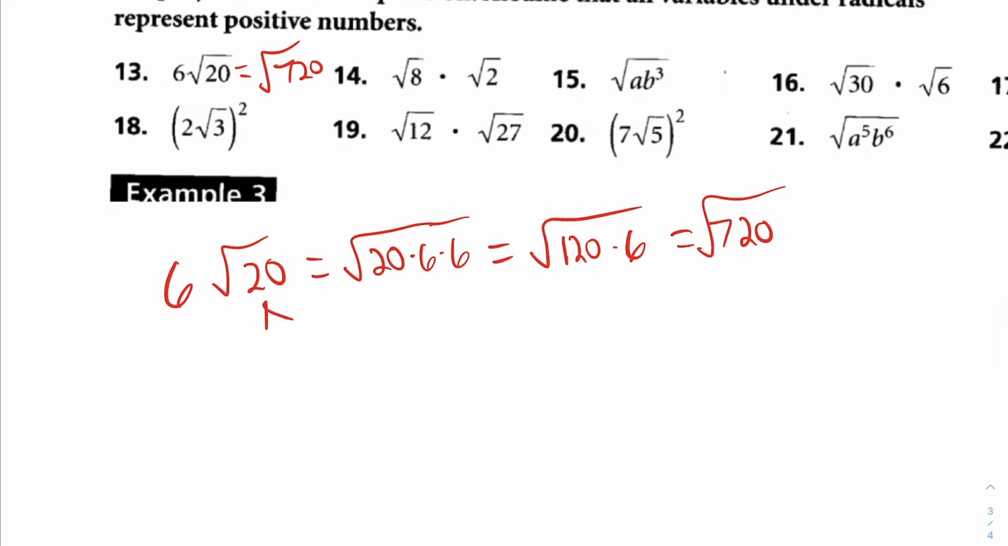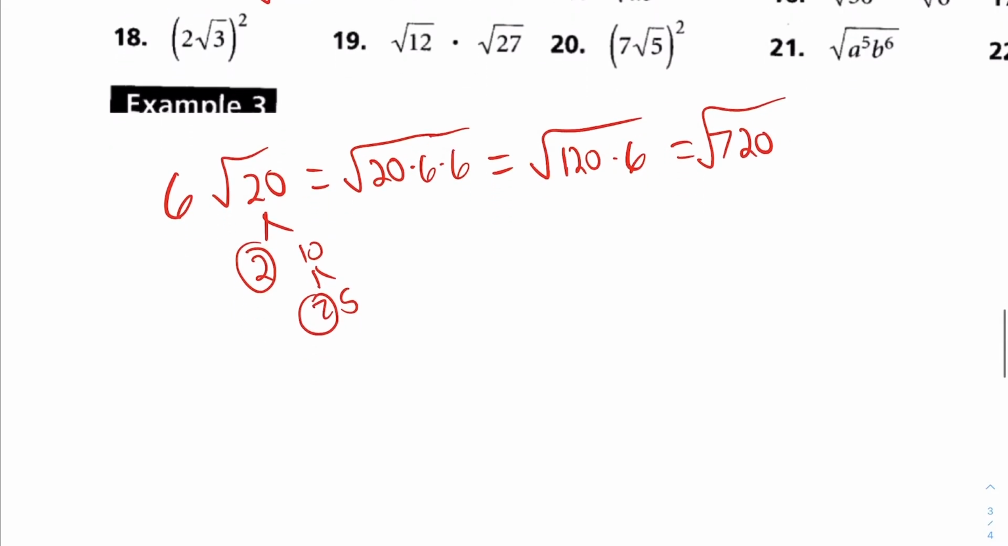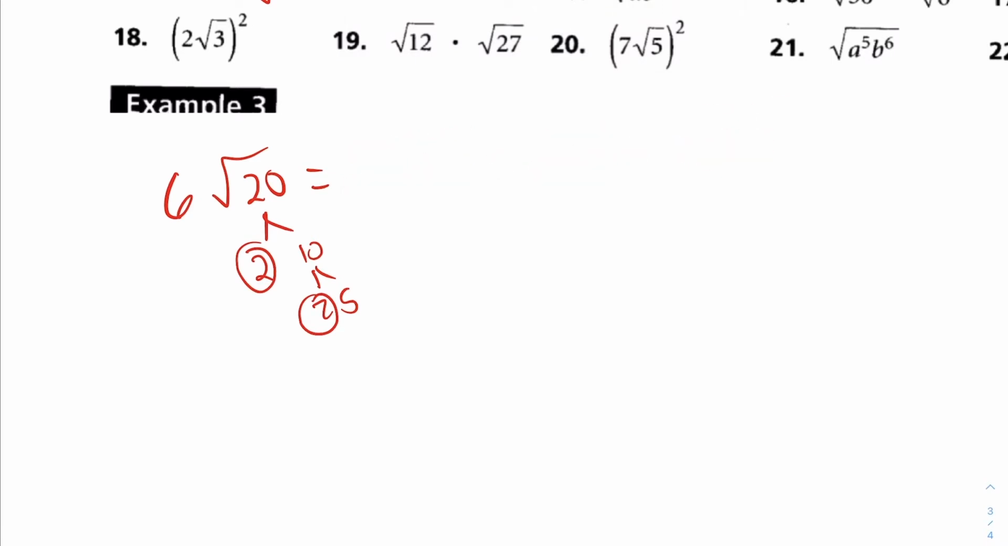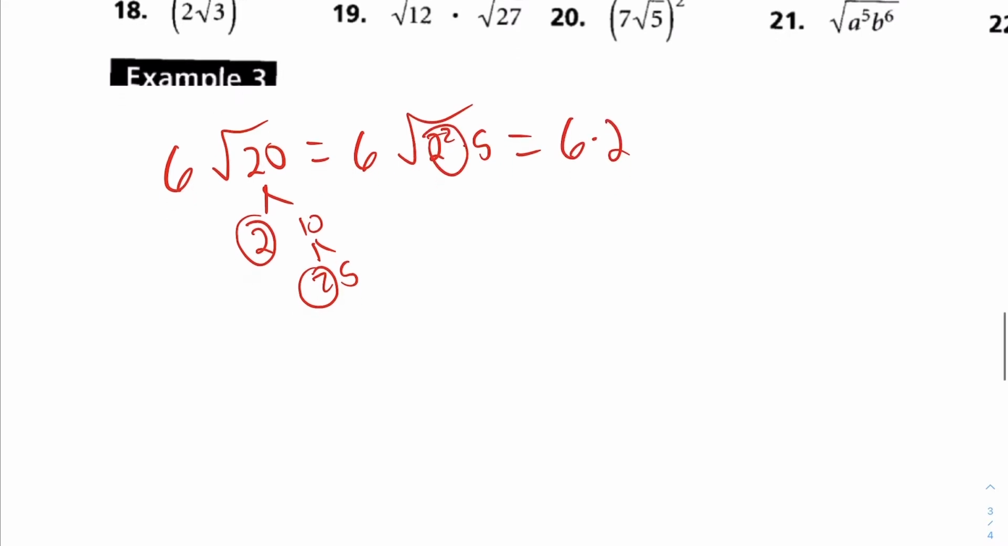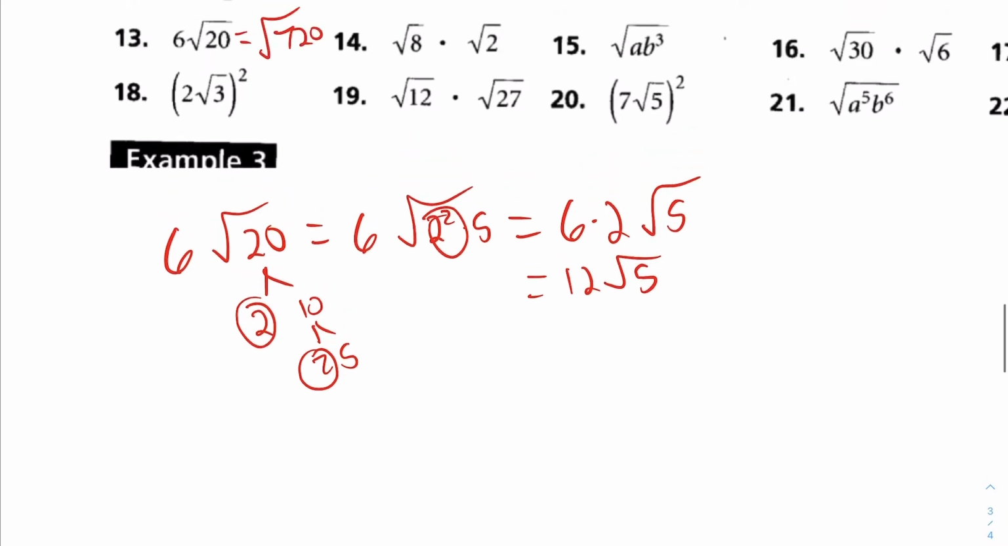Unless, let's look and see if this 20 could have broken down further. You know what? It could. So that means we don't want to go backwards, but knowing how to go backwards was still good. Let's solve it a different way. This is equal to 6 times the square root of 2 squared times 5. 6, we have a pair, so that can be taken out, and we have the square root of 5 inside. That's going to make 12 square root of 5. That's the answer.